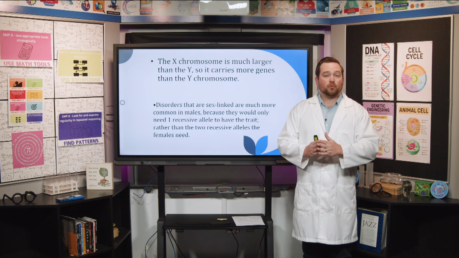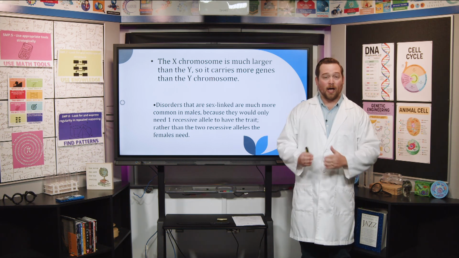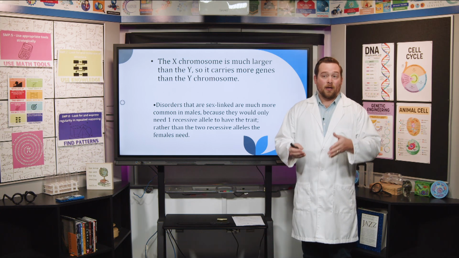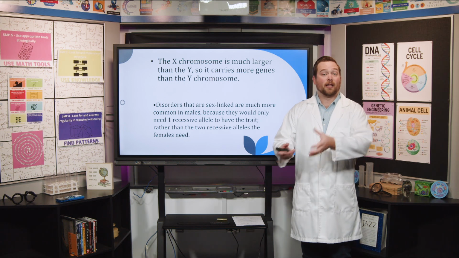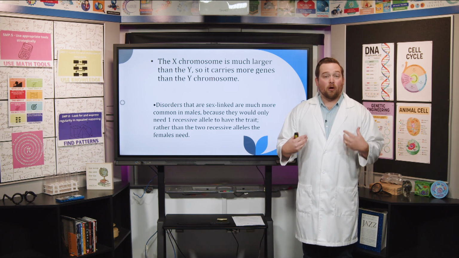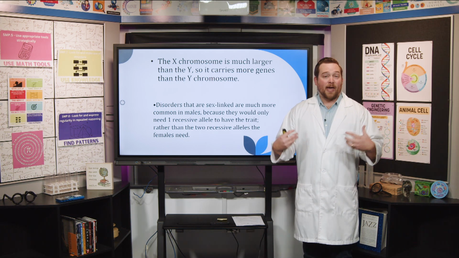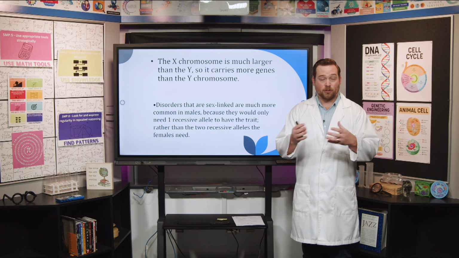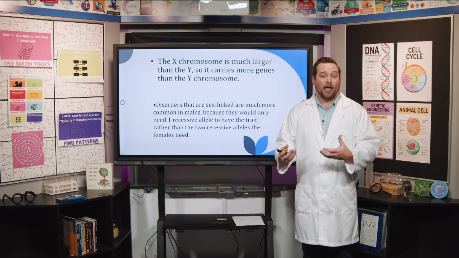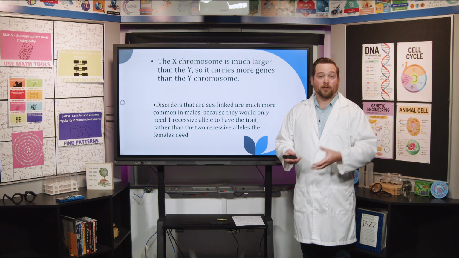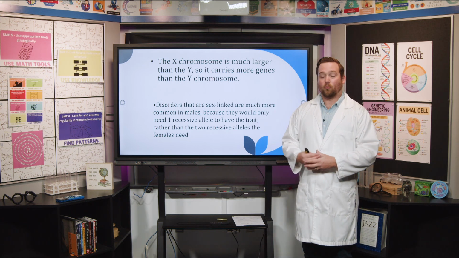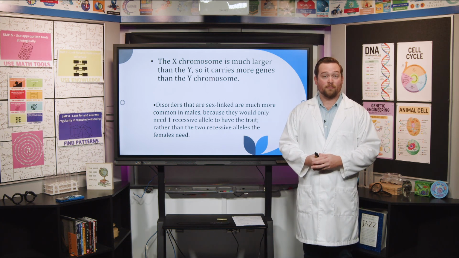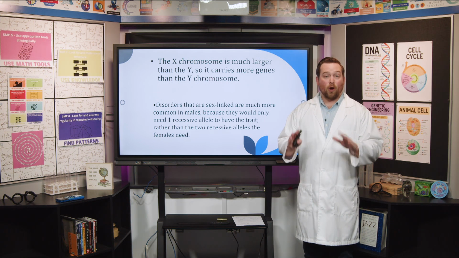So if you were to poll a lot of people, you would find that as far as color blindness goes, men are much more likely to be colorblind than women. That's because men only have one X chromosome, which is where the color blindness gene is, so you're more likely to get one recessive allele than two. Again, we'll look at this as we get into the review part of the lesson today. So great work, y'all.